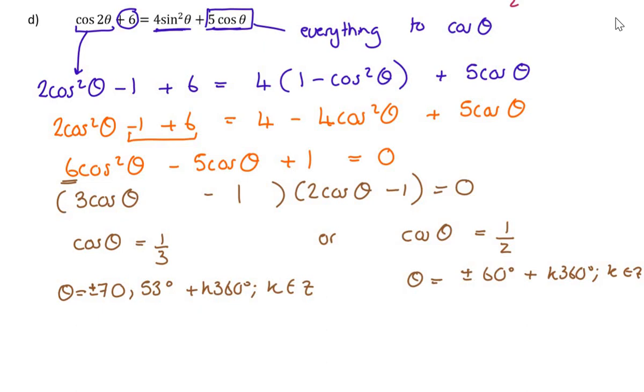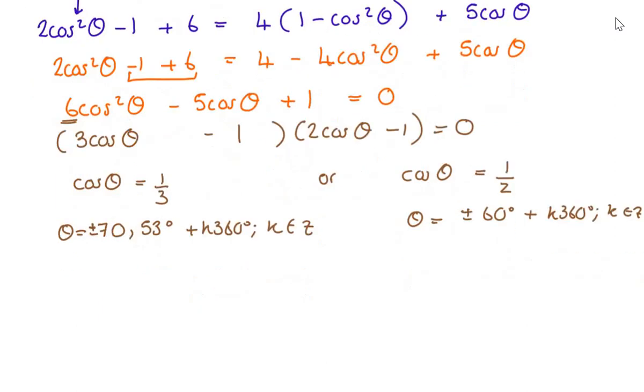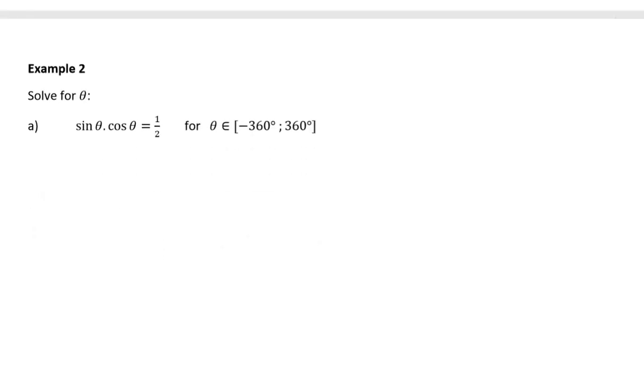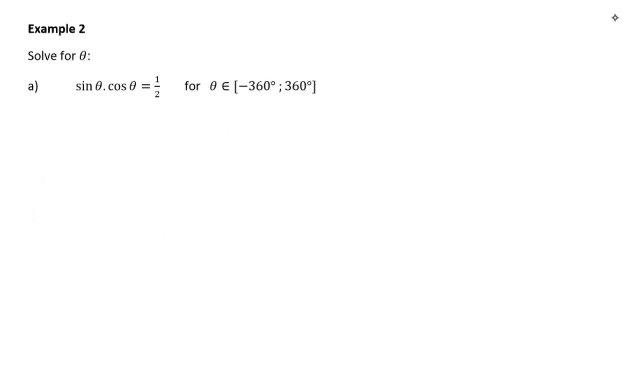Okay, now the whole of question 1 was the idea of seeing somewhere where you can replace something with an identity. Now the whole point of example 2, I'm just going to do 2 quick questions where you can recognize an identity and work the other direction. So have a look at this. Example 2, solve for theta.